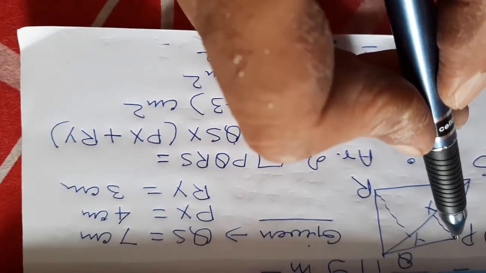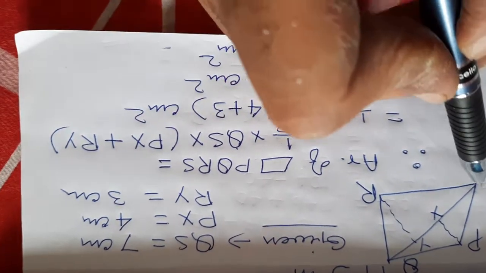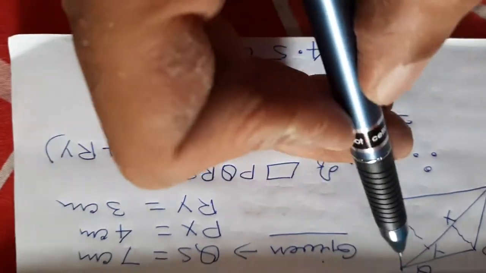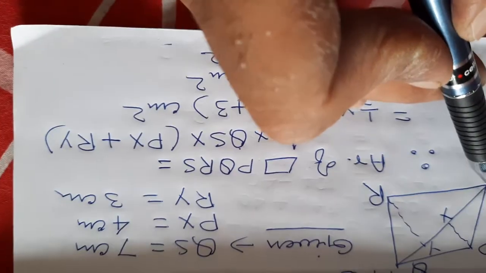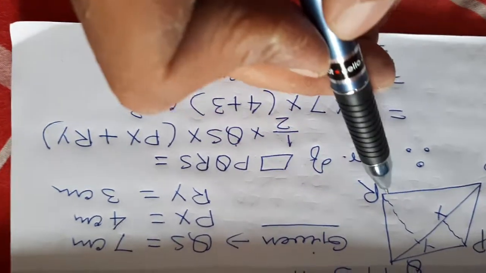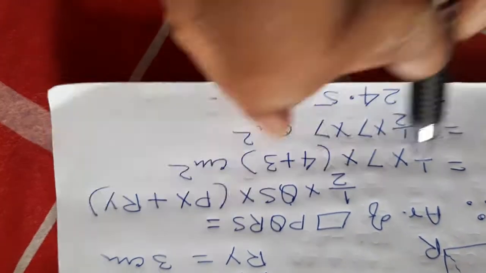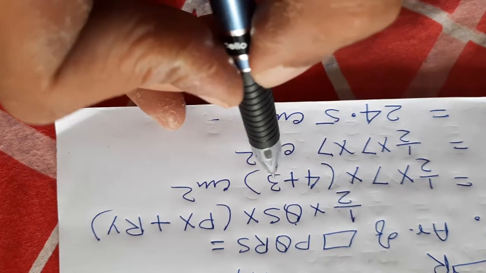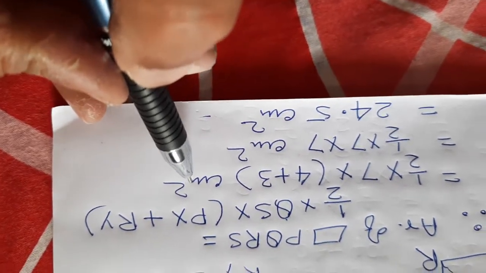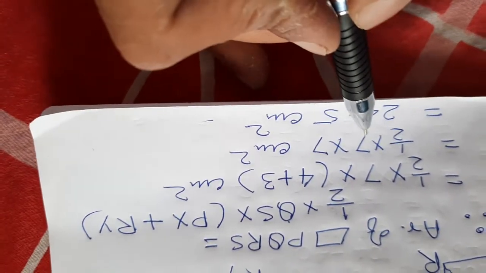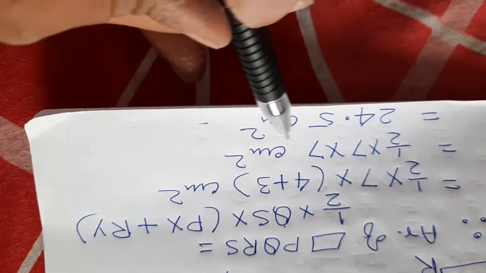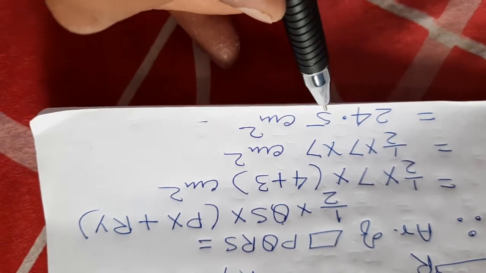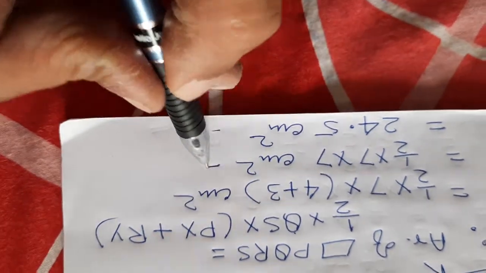Therefore, area of quadrilateral PQRS is equal to 1 by 2 into QS into (PX plus RY), that is equal to 1 by 2 into 7 into (4 plus 3) centimeter square, that is equal to 1 by 2 into 49 centimeter square, that is equal to 49 by 2, which is equal to 24.5 centimeter square.